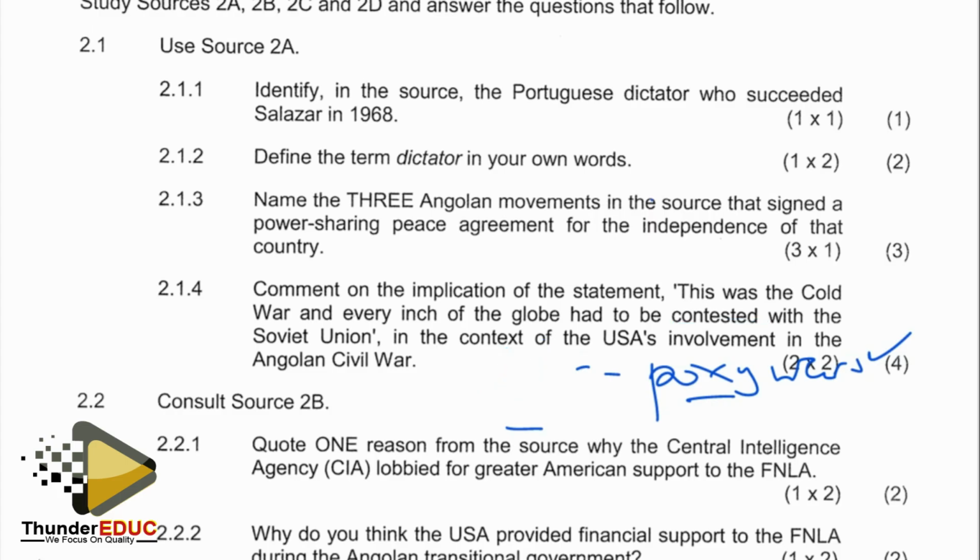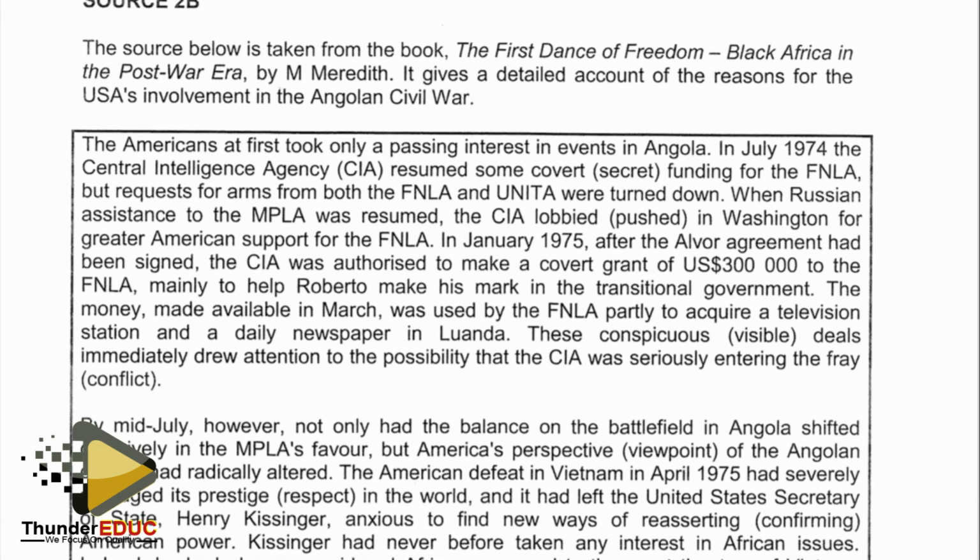Right, we move to source number 2b. Quote one reason from the source why the Central Intelligence Agency, CIA, lobbied for greater American support to the FNLA. Why did they lobby for greater support? We find the response in source 2b. We check here. It says, "When Russian assistance to the MPLA was resumed, the CIA lobbied in Washington for greater American support." So this is where our response is.